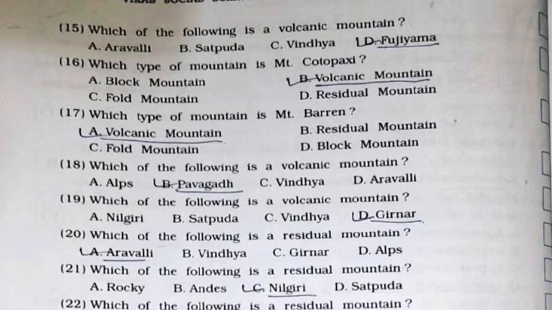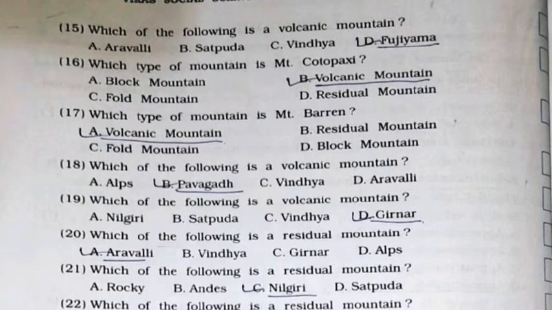16th, which type of mountain is Mount Cotopaxi? It's option number B, volcanic mountain. 17th, which type of mountain is Mount Barron? It's option number A, volcanic mountain. 18th, which of the following is a volcanic mountain? It's option number B, Pavagadh. 19th, which of the following is a volcanic mountain? It's option number D, Girnar.